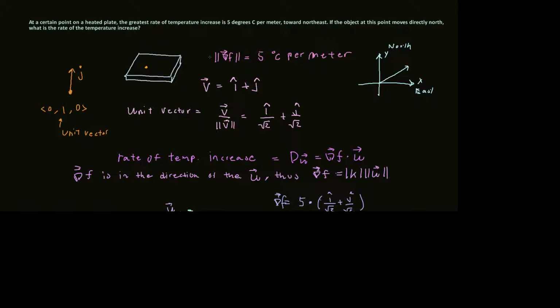What we can conclude is that because it's indicating the greatest rate of temperature increase, this number, 5 degrees Celsius per meter, is actually the magnitude of our gradient, which is written right here. Then it says the greatest increase is toward the northeast direction. So on this side we have northeast, and northeast we can conclude is i plus j.